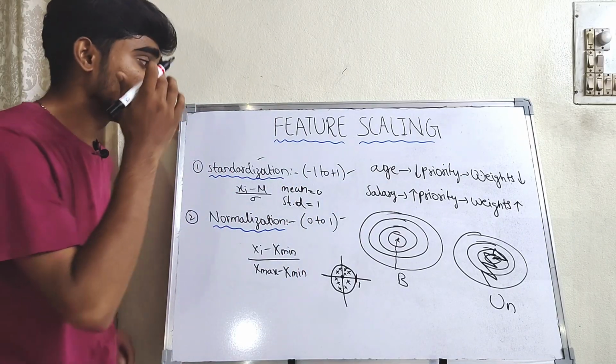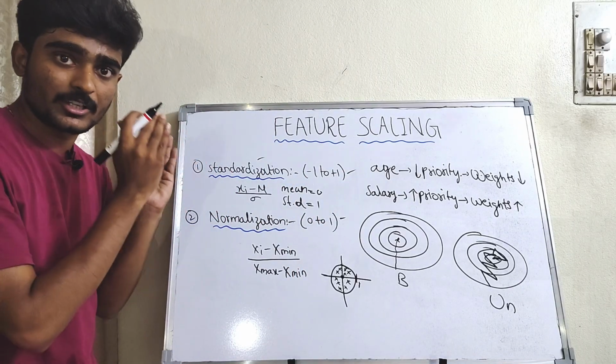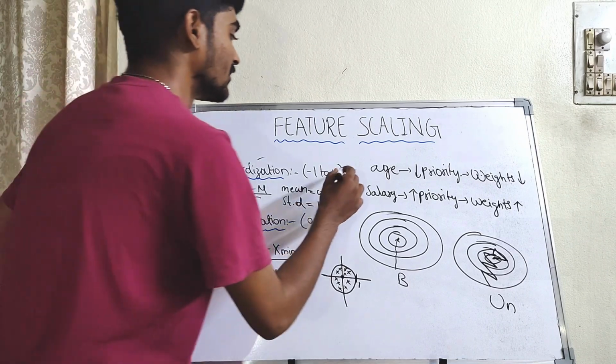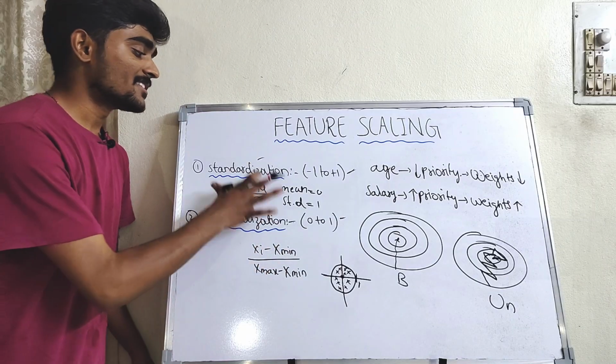Either it may be in the range of -1 to 0 or 0 to +1. This is basically what happens in standardization.